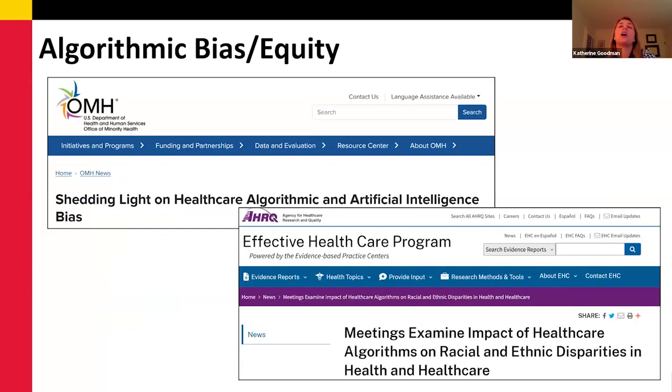There's been a lot of governmental activity and progress in this area in the last few years. The Department of Health and Human Services and AHRQ have had large working groups investigating the issue of algorithmic bias as it pertains to race.